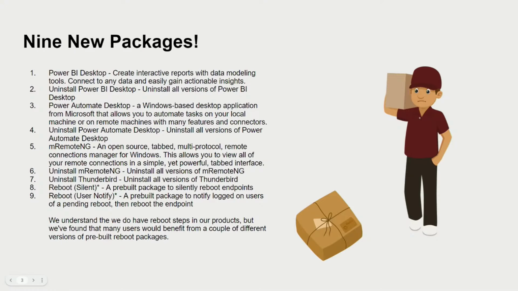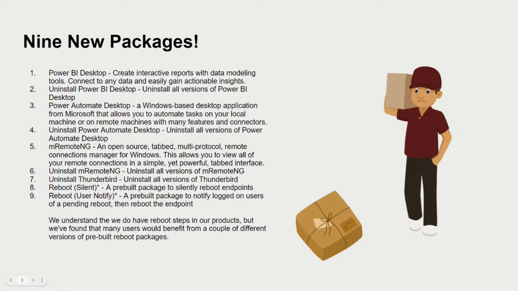I think that's a bit of a stretch because they're install and then uninstall, but they do count as separate packages. So you've got the Power BI install, uninstall, Power Automate Desktop, and uninstall. Remote NG, I'll be honest, I have no idea what that is. Do you, Josh? It is an open source tabbed multi-protocol remote connection manager for Windows. Uninstall Remote NG, uninstall Thunderbird, and we have a reboot silent and a reboot user notify, which is really cool, and some additional changes in the package library.